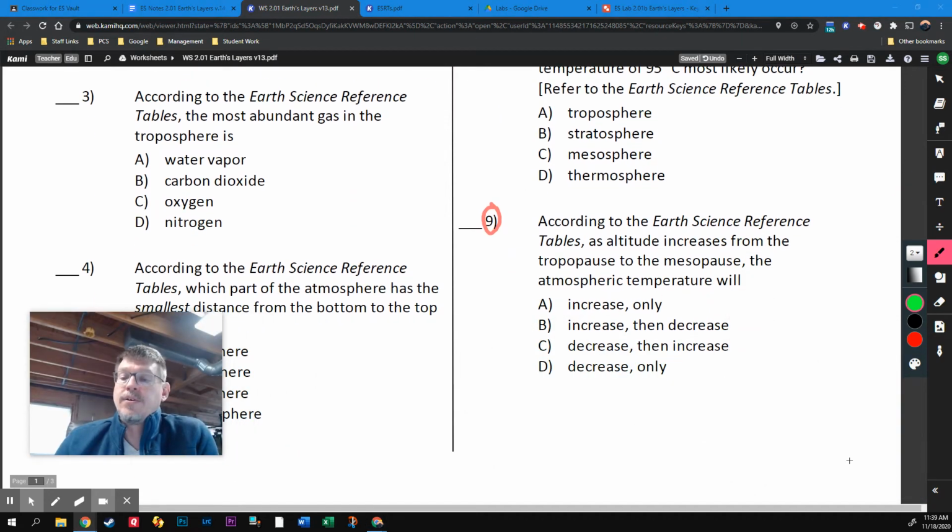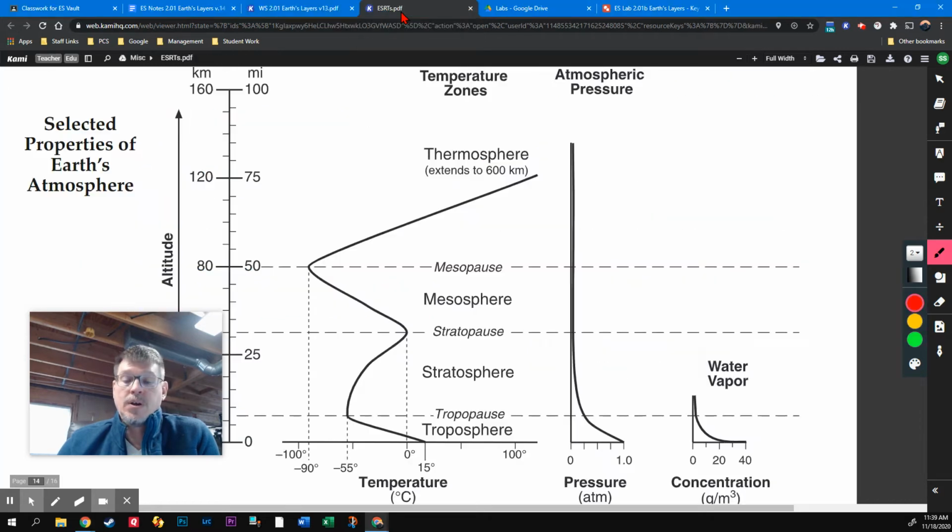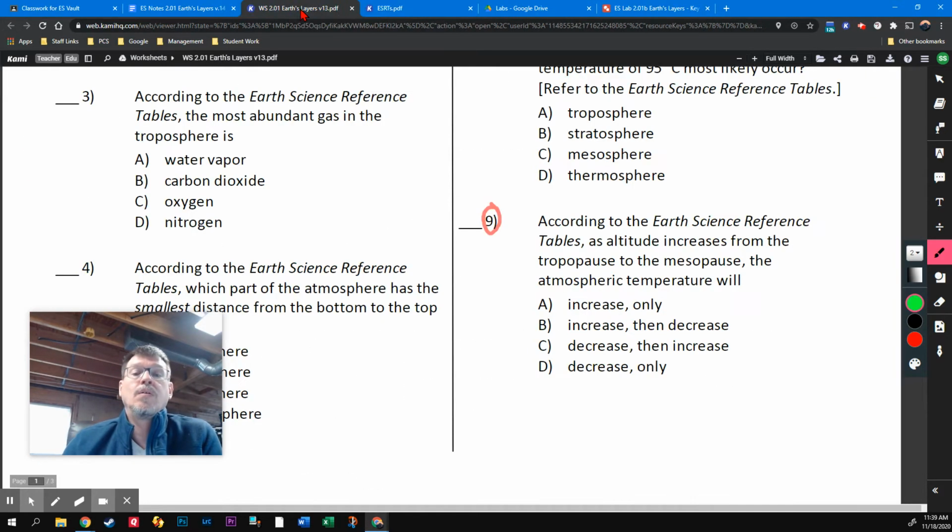Question number 9: according to the Earth Science Reference Tables, as altitude increases from the tropopause to the mesopause, the atmospheric temperature will do what? All right, so what we want to do is treat these as true or false again. And it's telling me I should go to the Earth Science Reference Tables, so that's what I want to do. I'm going to go to page 14, and I'm going to find the tropopause. So we're going to go from the tropopause to the mesopause.